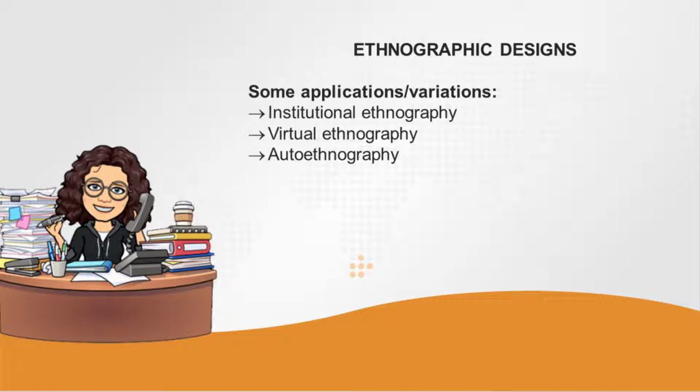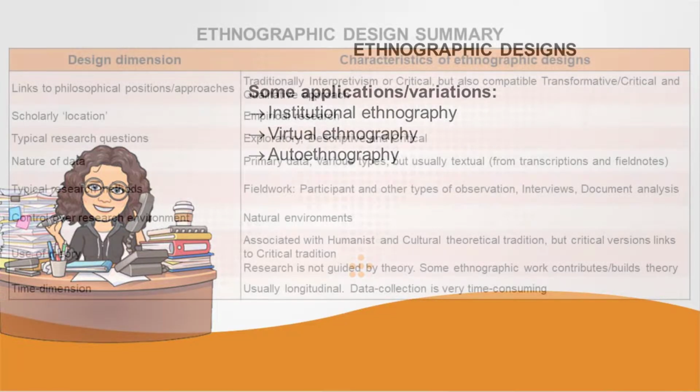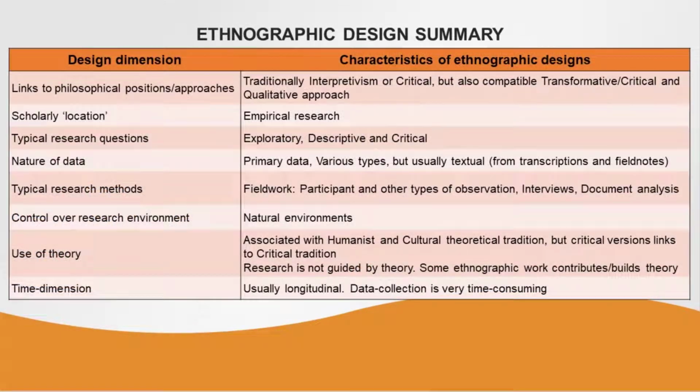In summary, let's look at the characteristics of ethnographic research. Ethnographic research is traditionally associated with interpretivism, but there are more critical interpretations of this kind of research, sometimes called critical ethnography, and in that interpretation, ethnographic designs are then also compatible with the transformative, critical realist, and decolonial research philosophies. Ethnographic research is empirical and based on primary data. Ethnographic research is mostly exploratory and descriptive, but can also be critical.